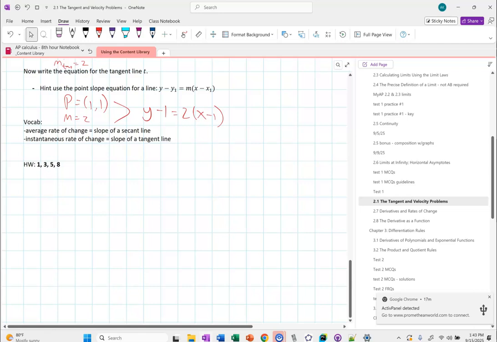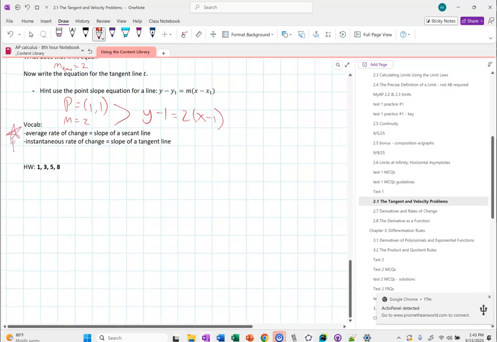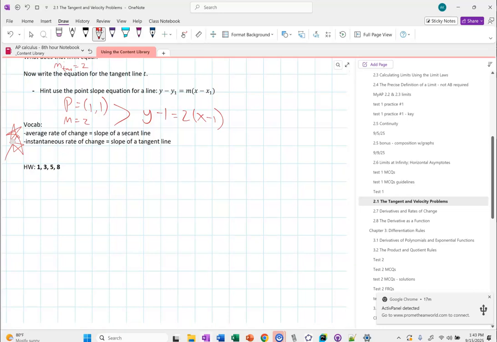So again, vocab: average rate of change, slope of the secant line. Instantaneous rate of change, that's the slope of the tangent line. In 2.1, you'll approximate that by looking at successive secant lines that are getting closer and closer and closer to the actual point. And I have 4 problems for you to try.